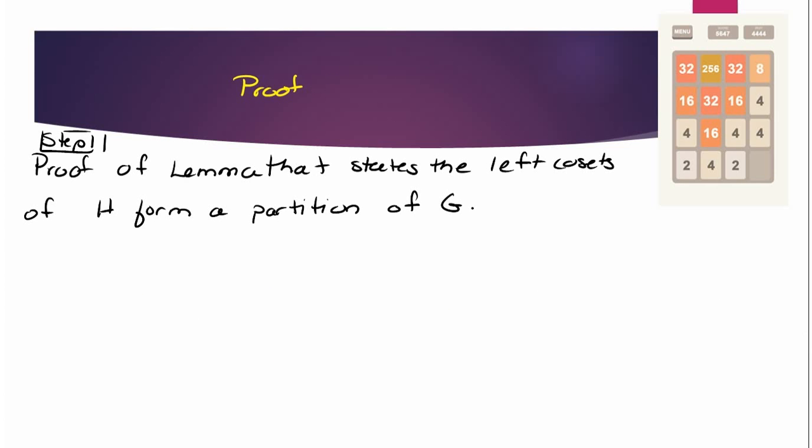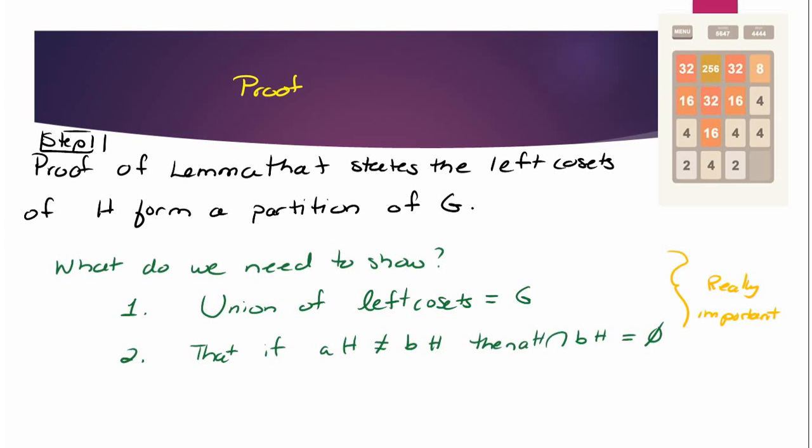So the first step is the proof of the lemma that states that left cosets of H form a partition of G. I'm going to prove that lemma. Recall that I had stated it earlier. So what do I need to show? First, I need to show that the union of the left cosets makes G. And second, I need to show that if I have two different left cosets, then their intersection is going to be disjoint.